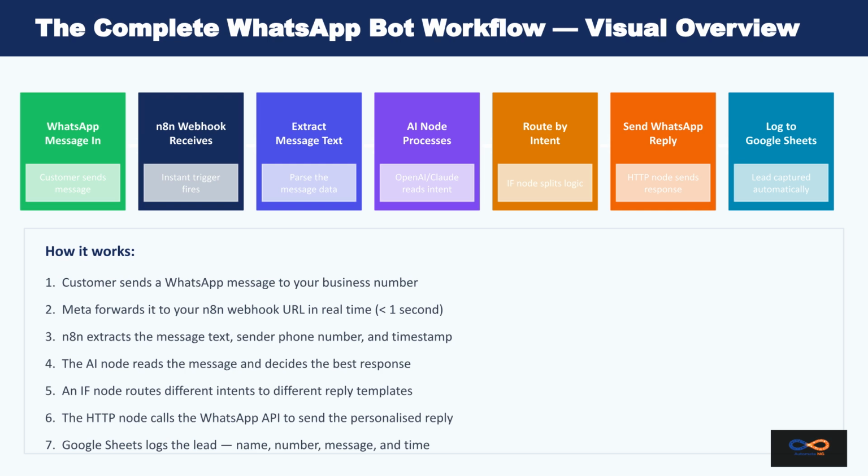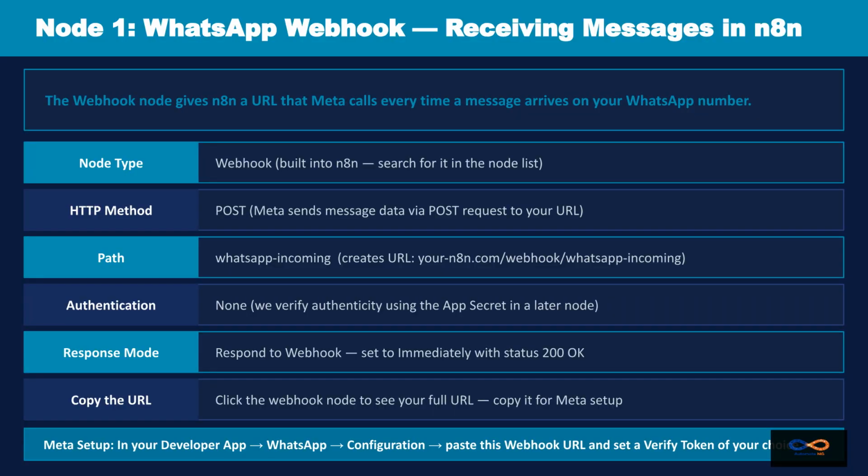Look at this 7-node flow. Can you see where your specific business use case fits in? We start with node 1, the webhook that receives WhatsApp messages. The webhook node is your listening post. It sits inside n8n, waiting for Meta to send incoming message data.